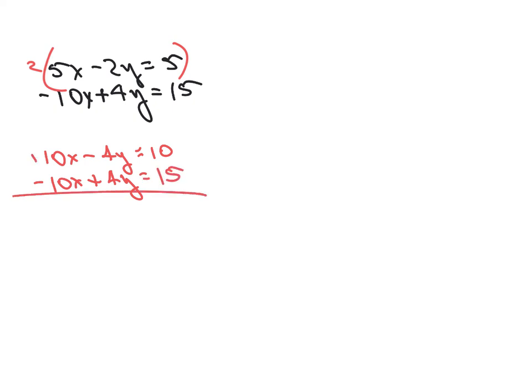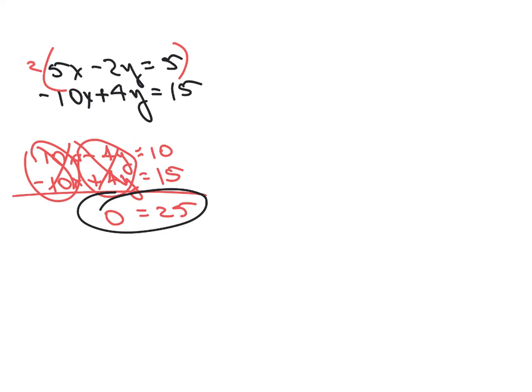Okay, let's add these. 10x minus 10x goes away. We have nothing there. Negative 4y plus 4y gives me 0, nothing there. So I have 0 on this left-hand side, and these two add together to be 25. When you are doing these, and you end up with an answer with no variables, that is not a true statement. So like if I got 6 equals 6, I don't have any variables, but it's a true statement. This is not a true statement.